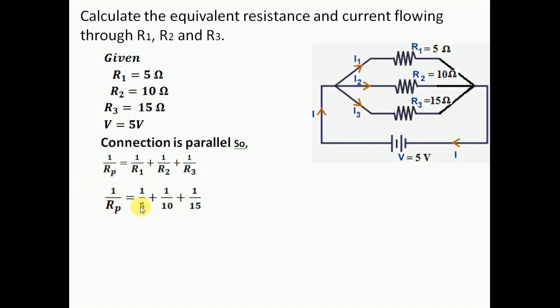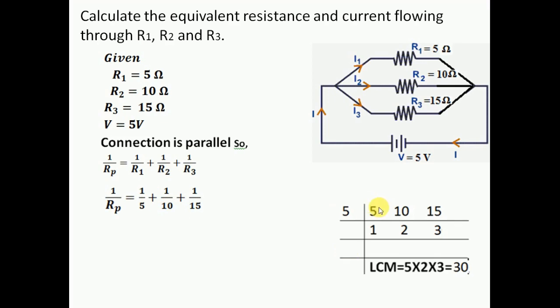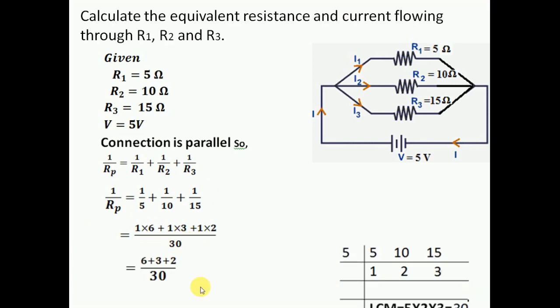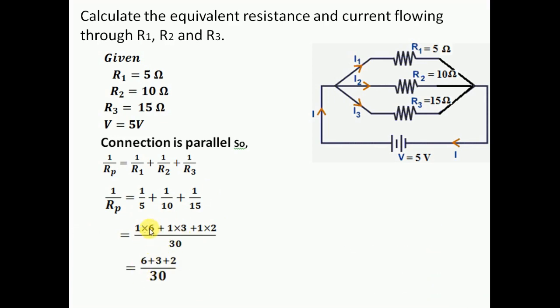Now I have to take the LCM. So see, LCM of 5, 10 and 15 is 30. So I'll write 30, then 5 6s are 30, 10 3s are 30, 15 2s are 30. So I'm adding this: 1 6 is 6, 1 3 is 3, 1 2 is 2. So I'm adding them, and that is giving me 1 by Rp is equal to 11 by 30.